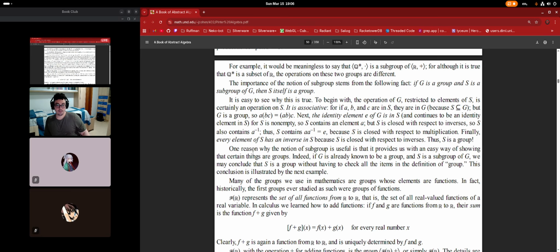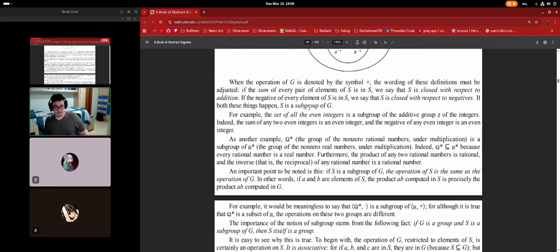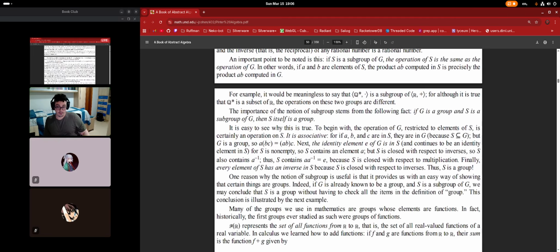And then you may ask, why is this being called a group anyway? It's because a subgroup is also a group. So if G is a group and S is a subgroup of G, then S itself is a group. And well, you just have to reprove the associativity, the identity element, the inverse. It's kind of intuitive, but here's the explanation of why that's true.